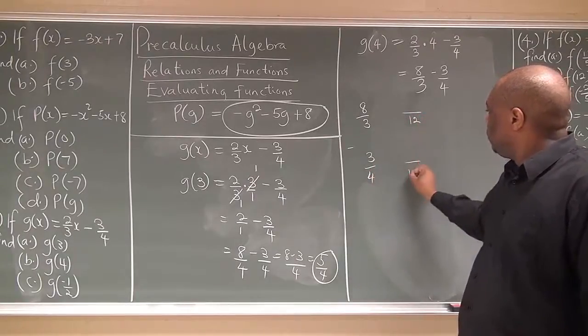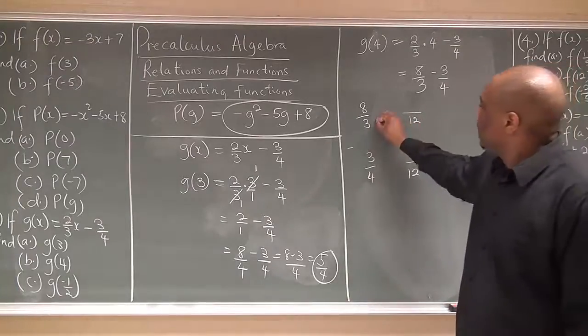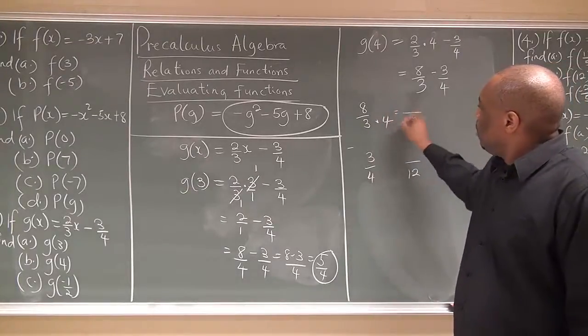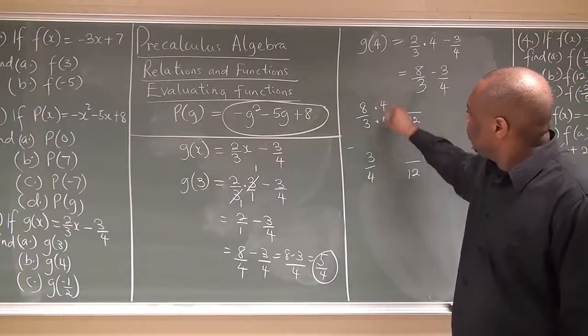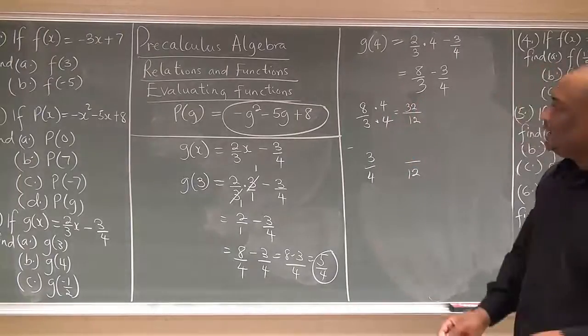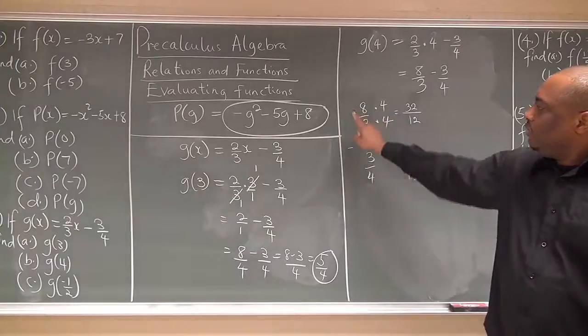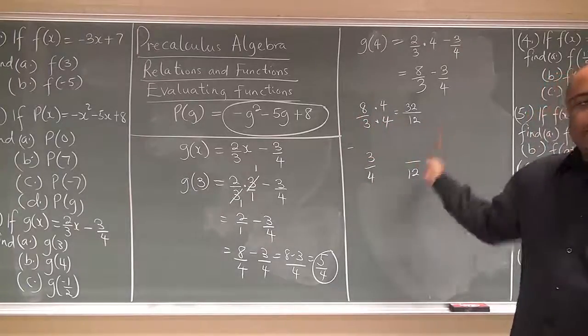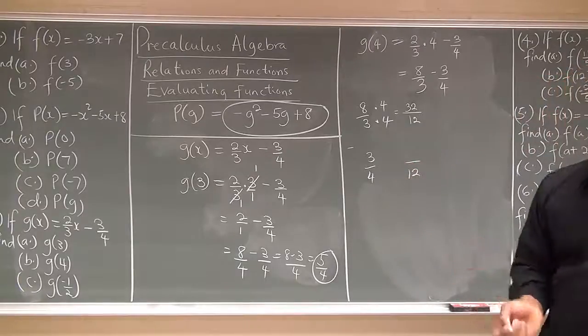12 here over 12. What will you do to 3 to give you 12? You multiply by 4. Whatever you do to the denominator, you also do to the numerator. So 8 times 4 is what? 32. That means that the equivalent fraction of 8 over 3, using 12 as the denominator, is 32 over 12.